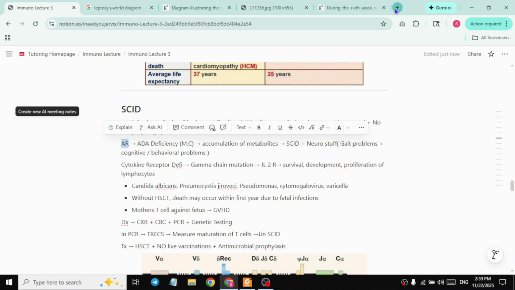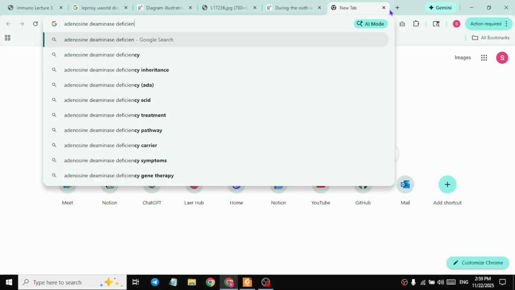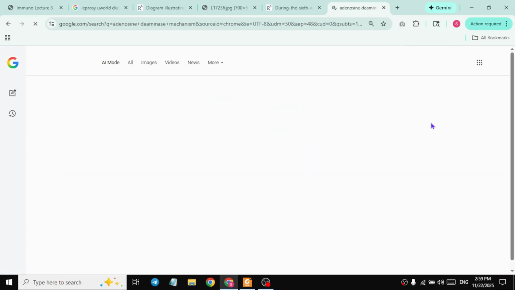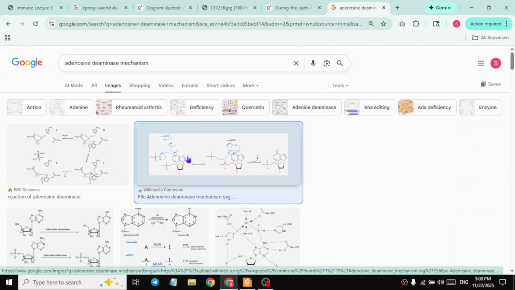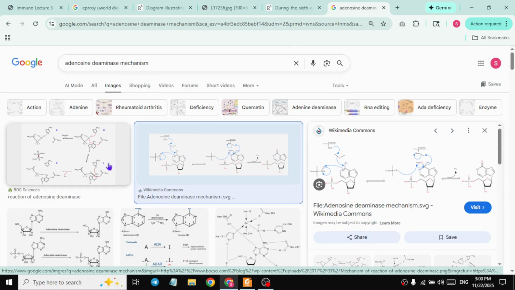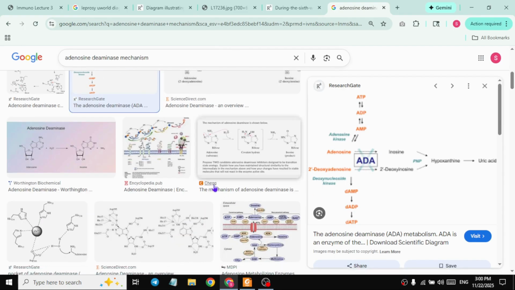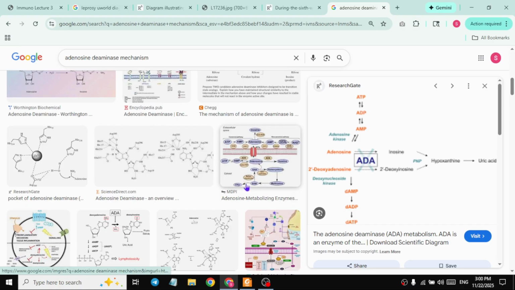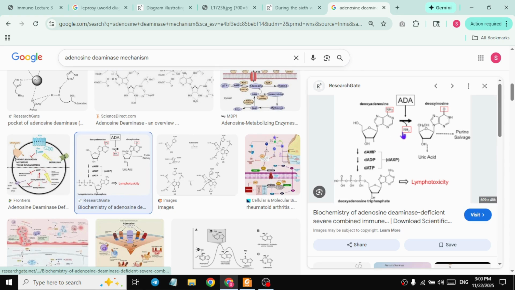So if you look at how ADA works, adenosine deaminase, the mechanism, right? So let's see. I'm going to use First Aid too, but I just want us to have a good working diagram. Yeah, let's do this one.